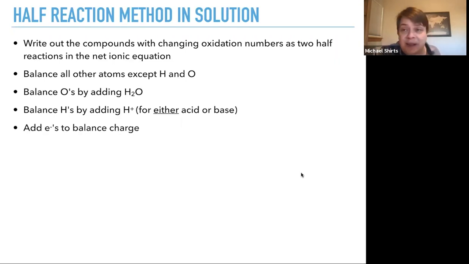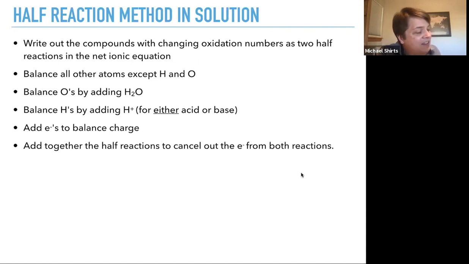Add electrons to balance the charge. And if you've done everything right up to here, then you've essentially balanced the charge except for the electrons. So you add electrons to balance the charge, and you'll get the electrons from all of the different oxidation reactions occurring. And then you add together the half reactions to cancel out the electrons from both reactions, because electrons should not appear in the final equation, just in the half reactions.